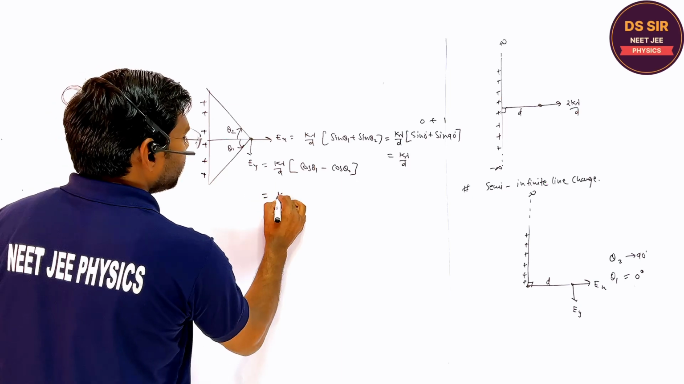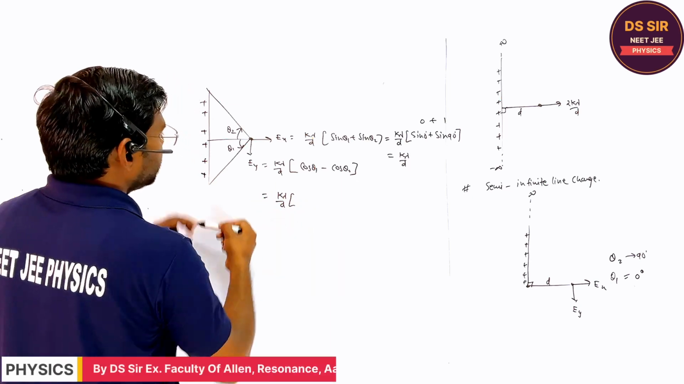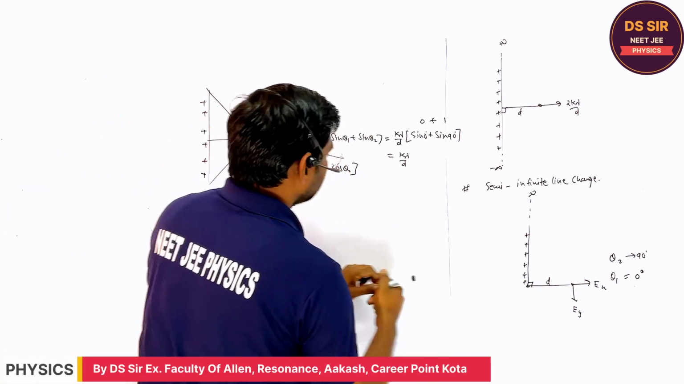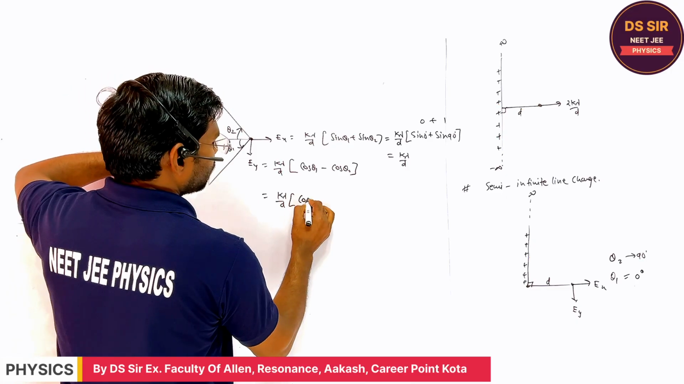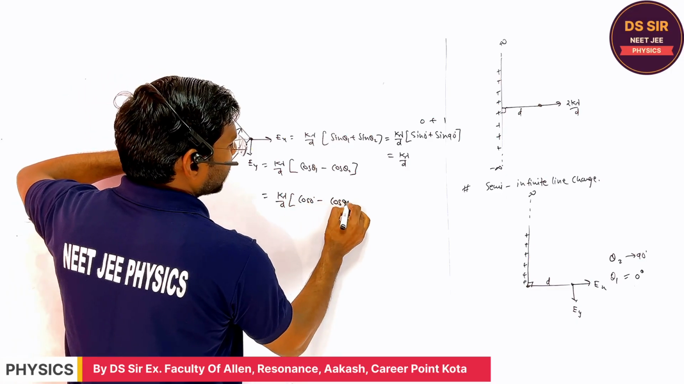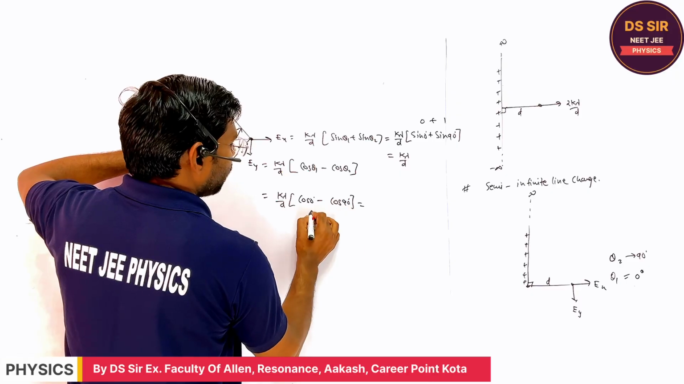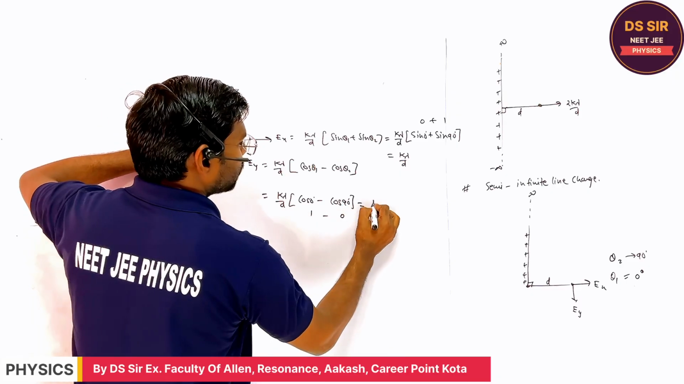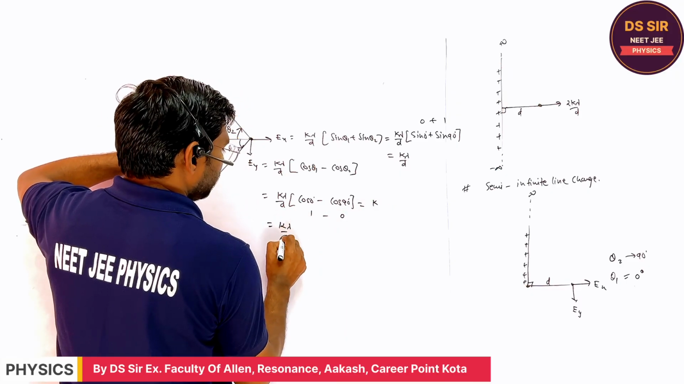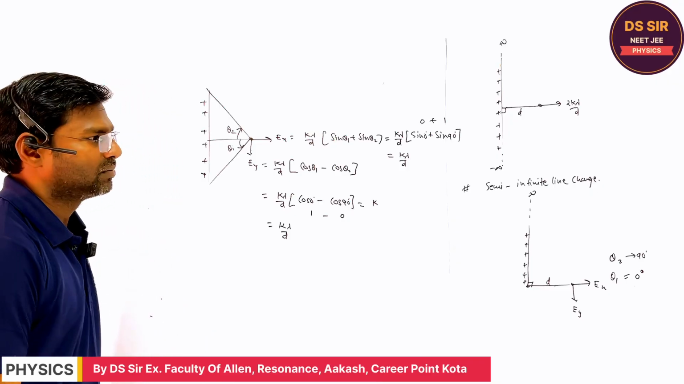What about the Ey value? It is k lambda upon d times cos theta 1 minus cos theta 2. Theta 1 is 0, and what about 90? So it is 1 minus 0. 1 minus 0, it is only k lambda upon d. Is it clear or not?